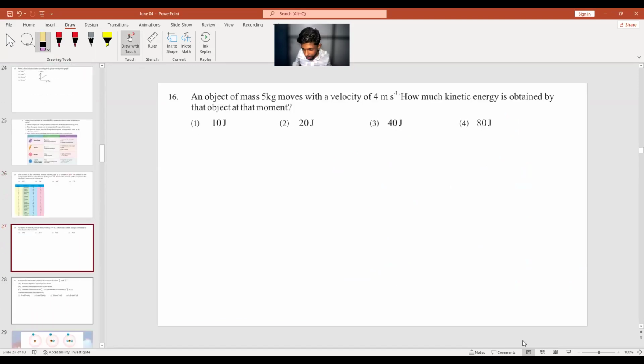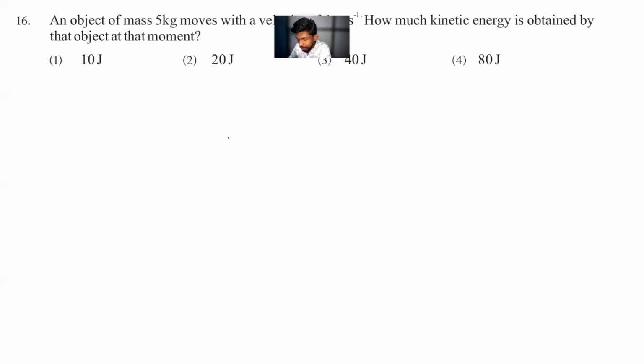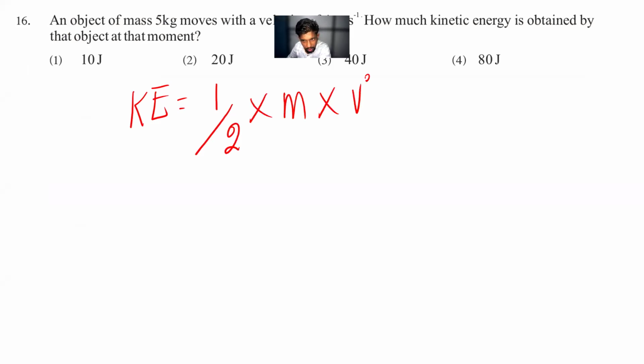Now we'll move to this question, okay? From this question we want to learn two things. First one, regarding the kinetic energy, the equation for the kinetic energy. You may have forgotten the equation, okay? Just try to get the idea. Kinetic energy is equal to half into mass into velocity squared. This is the first thing that you want to learn, the equation for the kinetic energy.